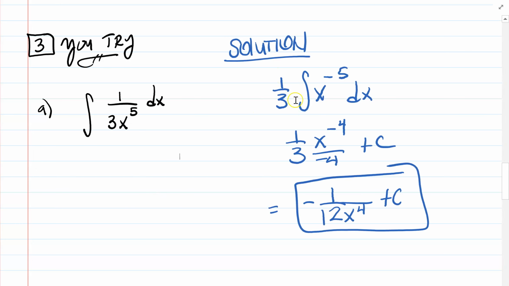Okay, hopefully you got the right answer. Here's the deal. The 1/3 is going to come out because it's a constant. I'm going to rewrite my x to the 5th in the denominator as an x to the -5th. I'm going to use a simple power rule and come up with -5 plus 1, which is -4. Multiply everything together and rewrite it as -1 over 12x to the 4th plus c.